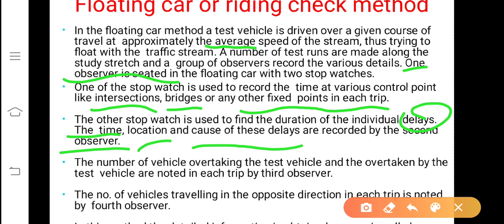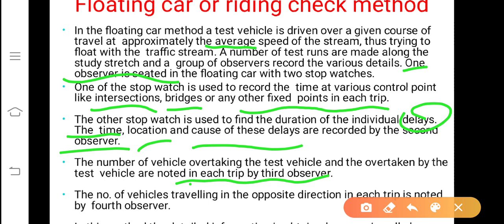The number of vehicles overtaking the test vehicle: so I am in a test vehicle, for example, and many other vehicles can overtake me. How many such overtaking vehicles pass is to be noted down. And the number overtaken by the test vehicle: I am overtaking other vehicles, how many times I have overtaken, that is also to be noted in each trip by the third observer.